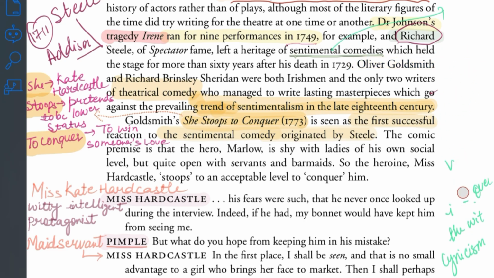So sentimental comedies are popular in the 18th century, and instead of laughter and satire, they want to make the audience sympathize. What is their aim? Key aim, it was to sympathize and evoke more moral emotion.